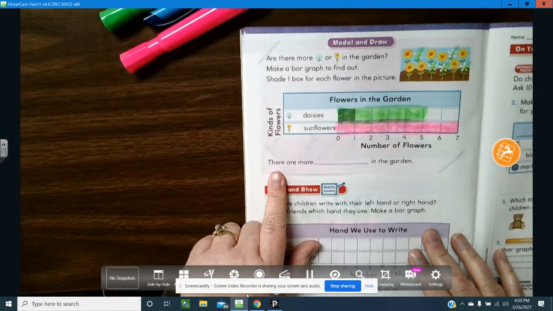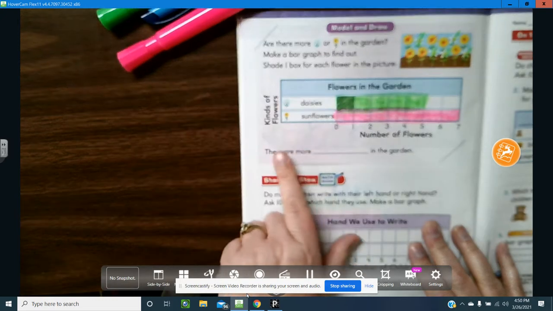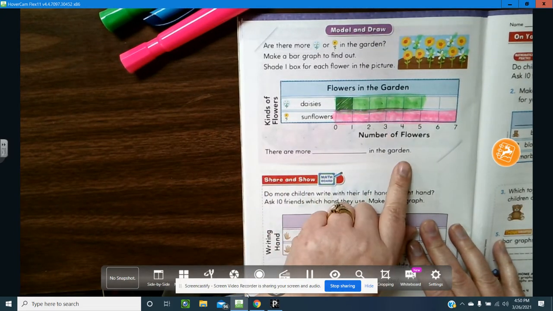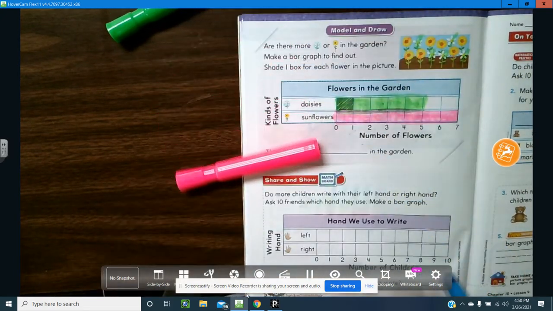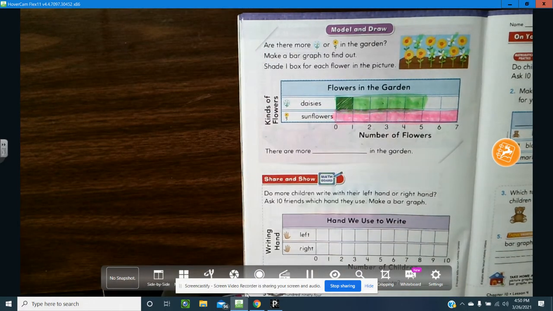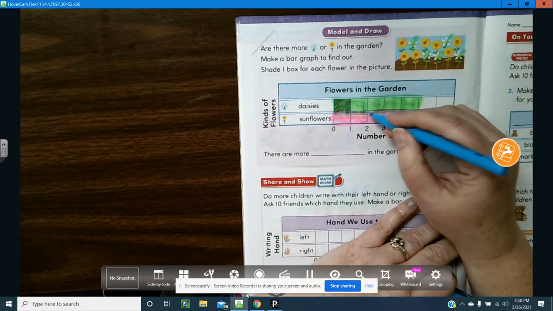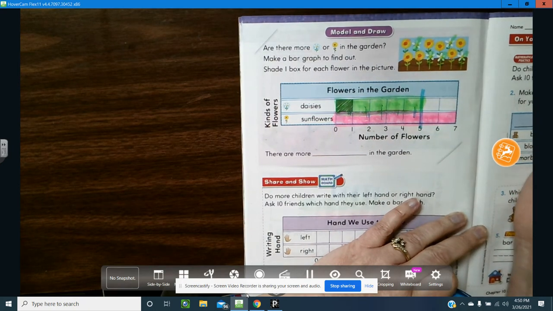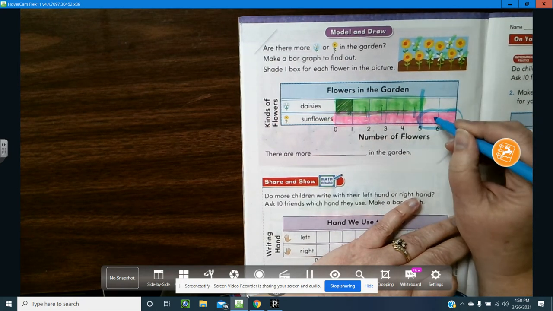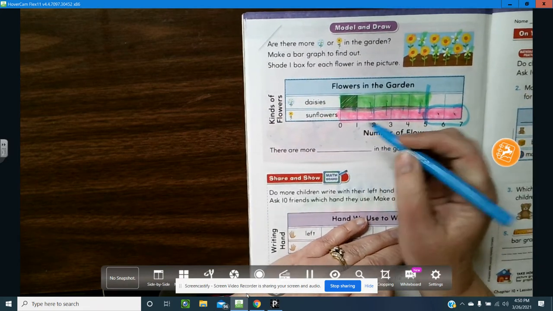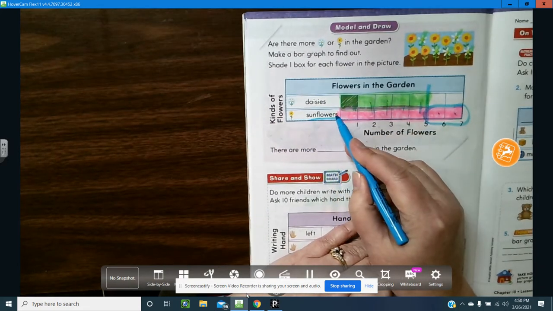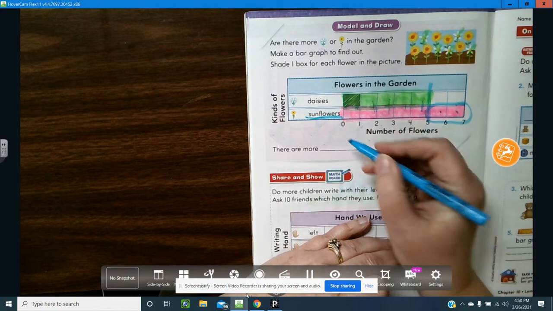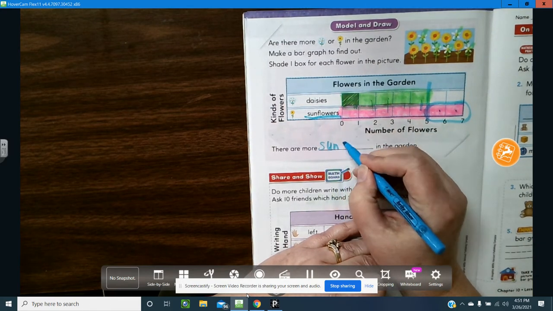Now, here we are. We can answer a question now by using our bar graph. There are more blank in the garden. We're comparing. We're looking to see which one has more or less. So match, match, match, match, match. Oh, no match. Draw the line. How many more were there? 1, 2. There are more sunflowers.